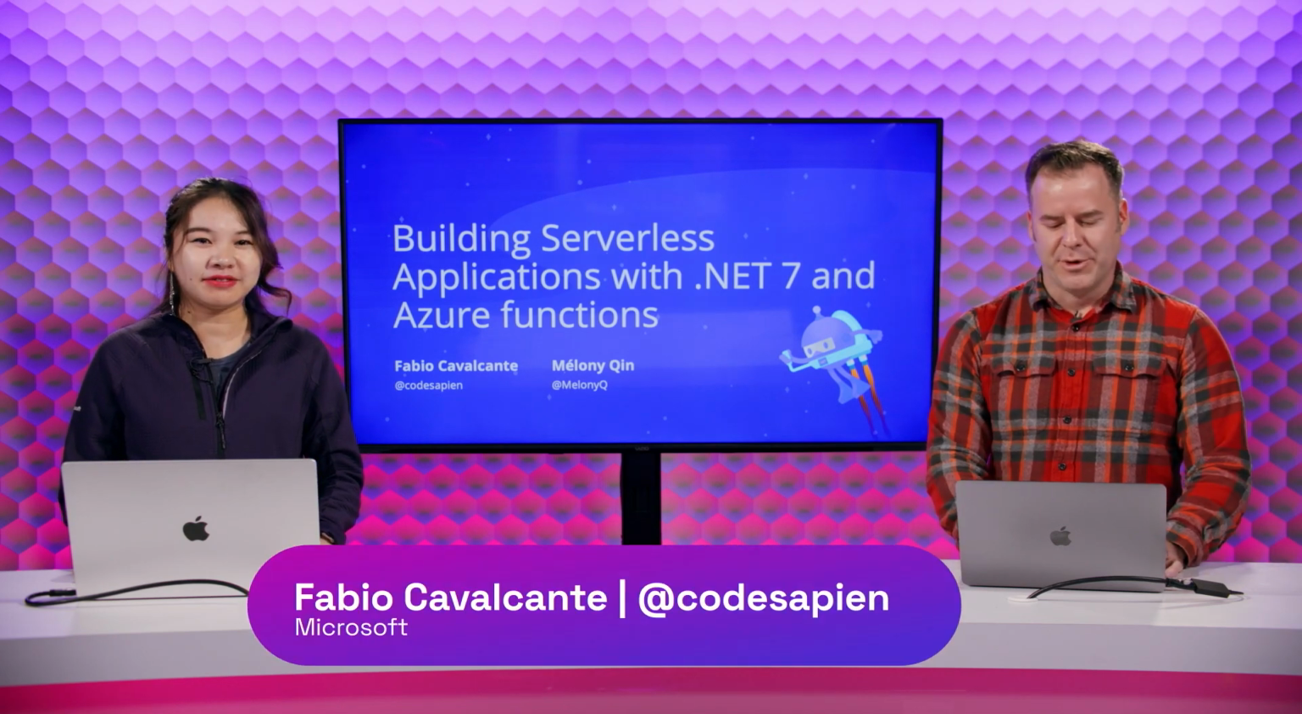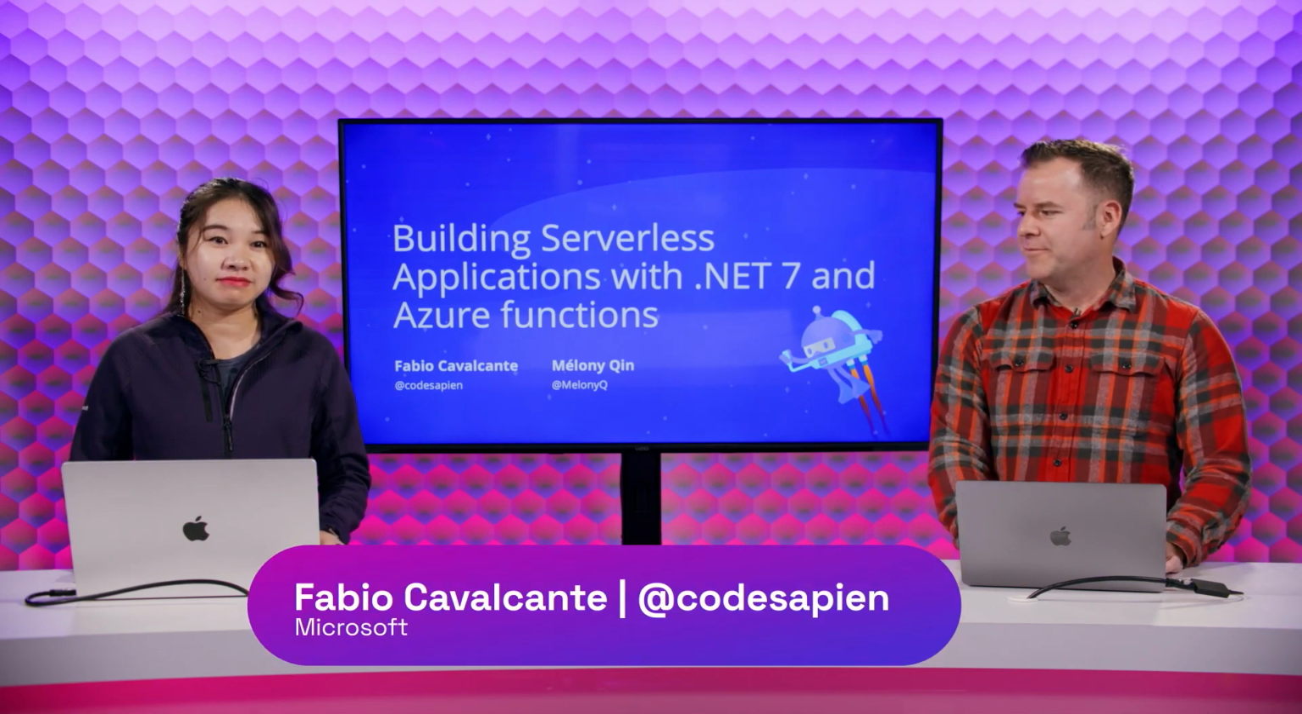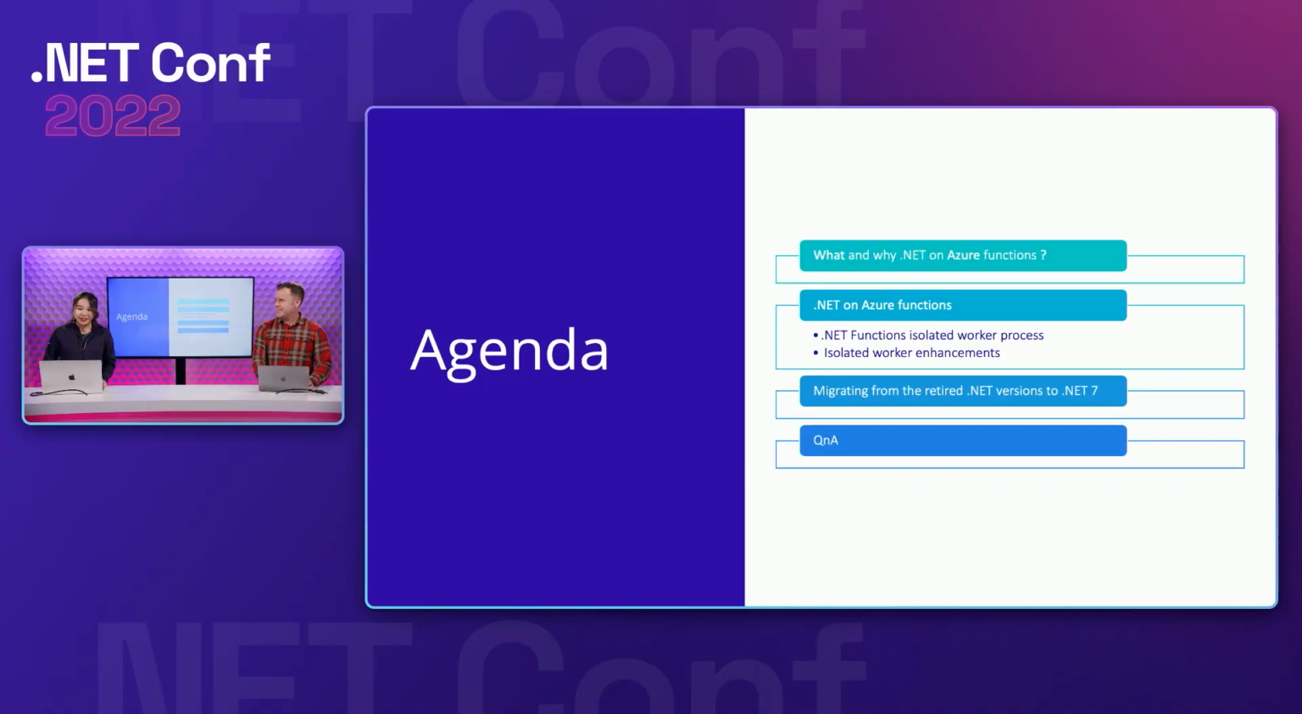That's right. So we're excited to share a lot of news, a lot of new information about what we've been doing, particularly for the out-of-process model and Azure Functions. So Melanie, what are we going to cover today? For today, we have a pretty packed agenda for half an hour. Firstly, we'll start off with what Azure Functions are, then .NET on Azure Functions. And we'll drill down a little bit on .NET on Azure Functions, specifically talking about the isolated worker process, as well as sharing some great work we've been doing to enhance the isolated worker process and some updates.